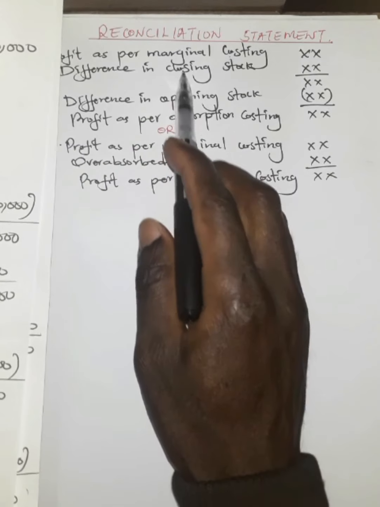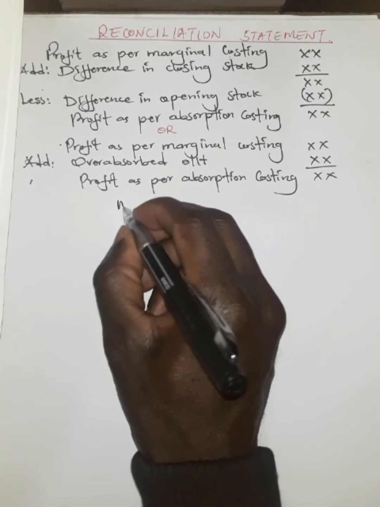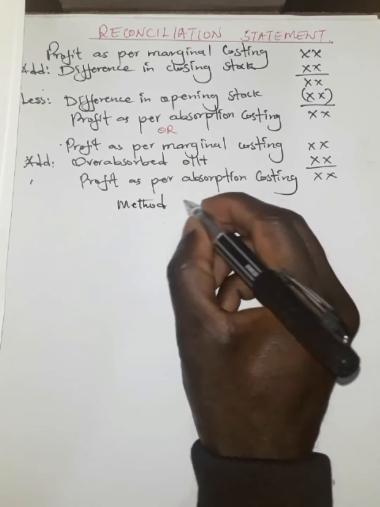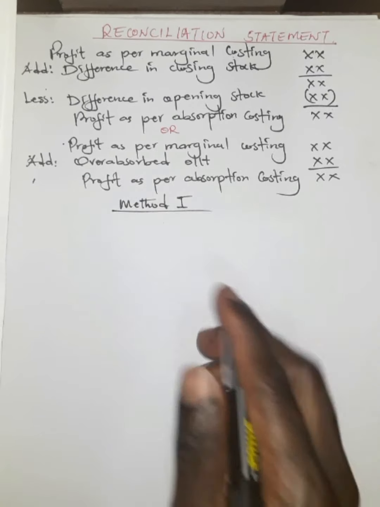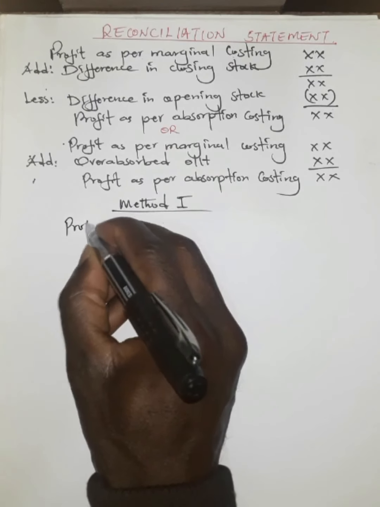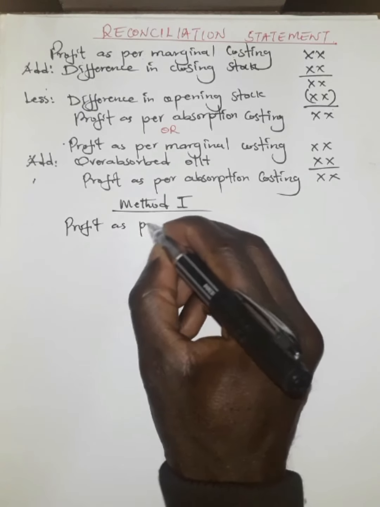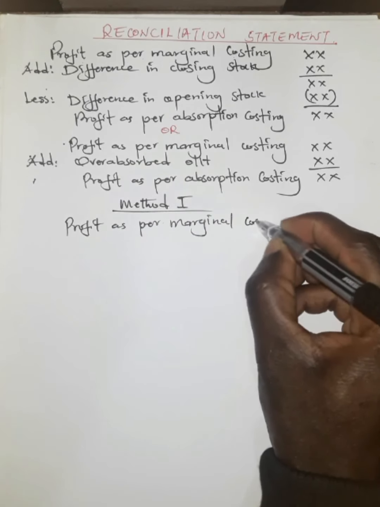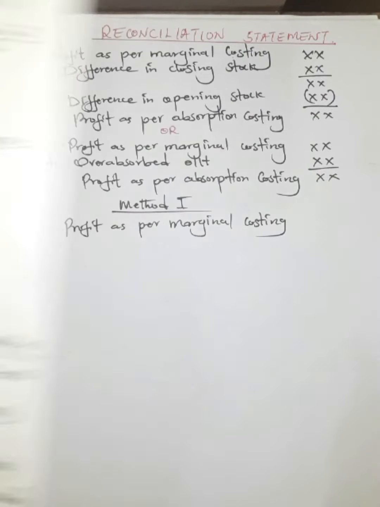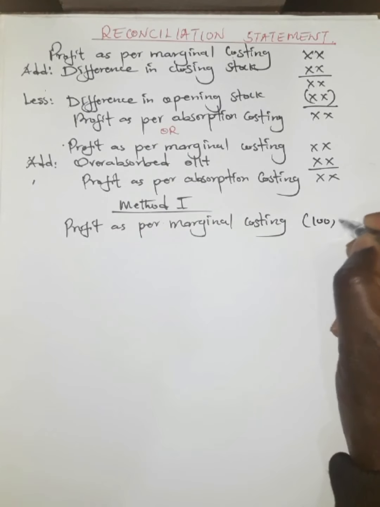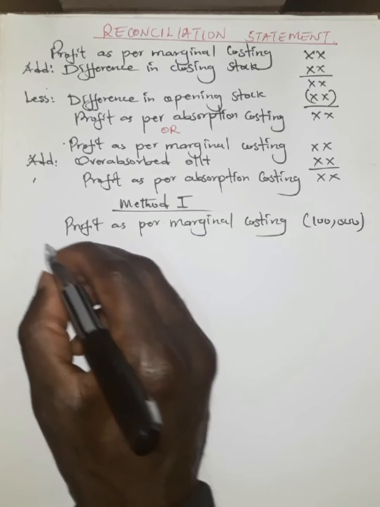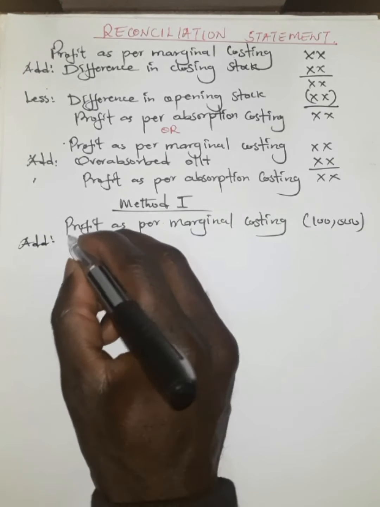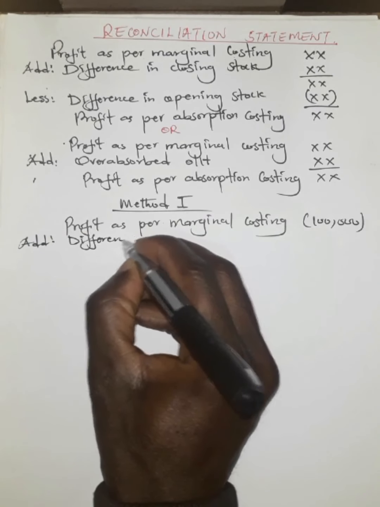Now, we shall use the first method. So method 1, this is now under a reconciliation statement. Profit as per marginal costing was given as negative 100,000. We are supposed to add the difference in closing stock.